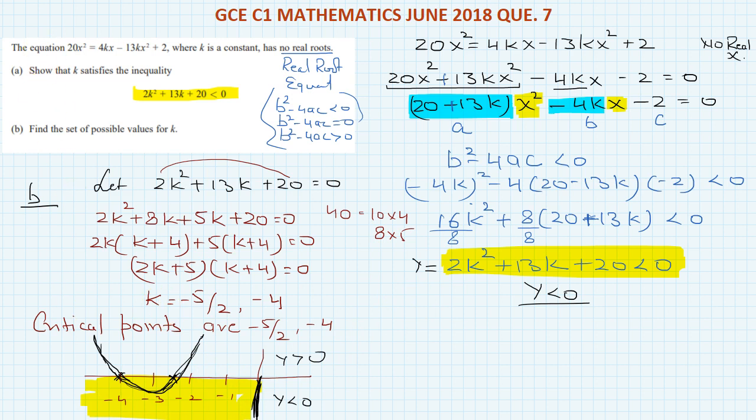And our bottom part is limited only from here to here. This is not less than or equal to. So this is our solution. So what we write is k is greater than minus 4 and less than minus 2.5. That is the solution for this. Thank you very much for watching.